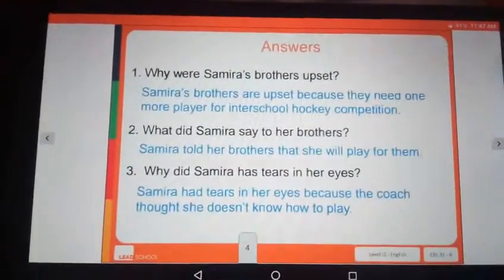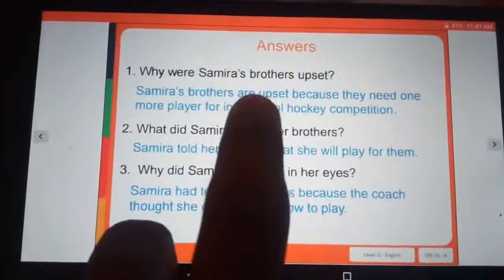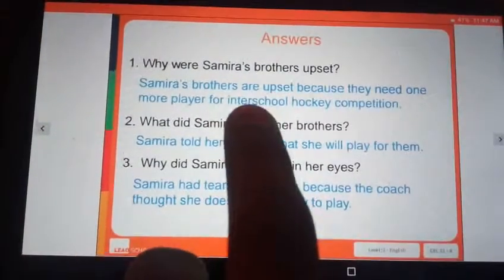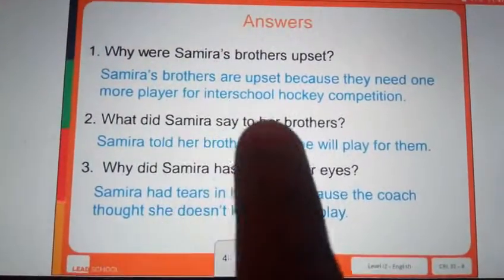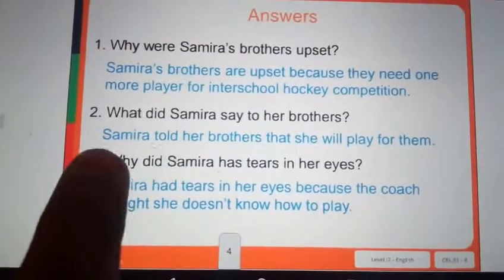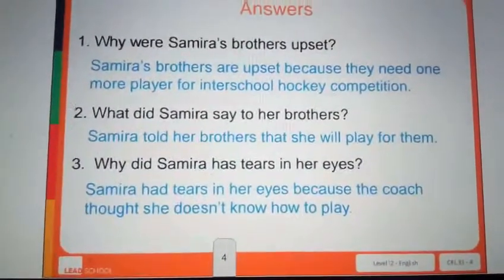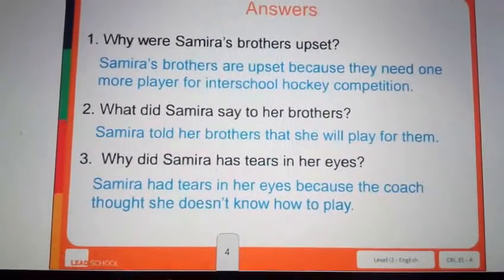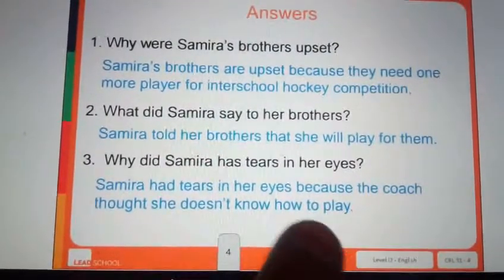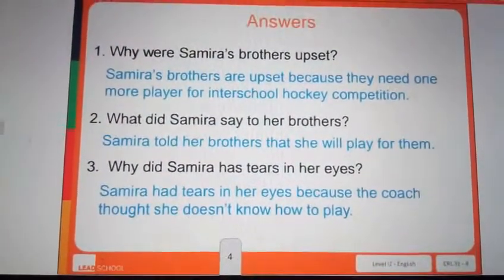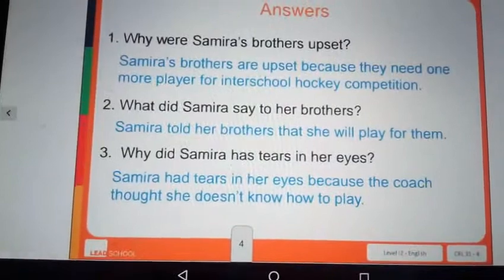See the answers. Yes. Why were Samira's brothers upset? Samira's brothers are upset because they need one more player for the inter-school hockey competition. Right? Yes. What did Samira say to her brothers? Samira told her brothers that she will play for the game. She said like that, right? Why did Samira have tears in her eyes? Samira had tears in her eyes because the coach thought she doesn't know how to play. Her coach said like that, so she cried, right?